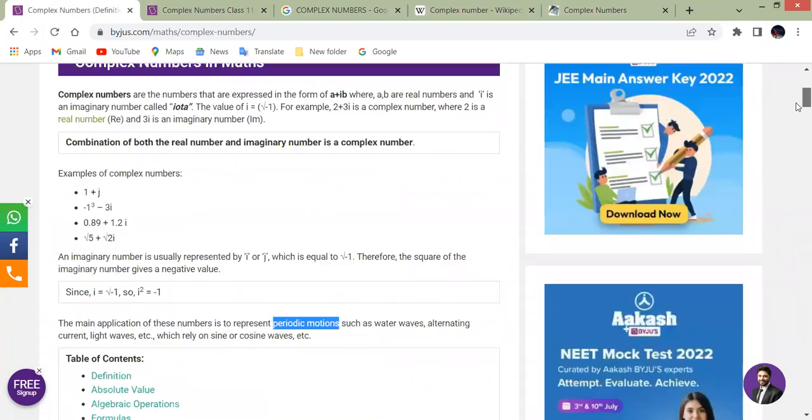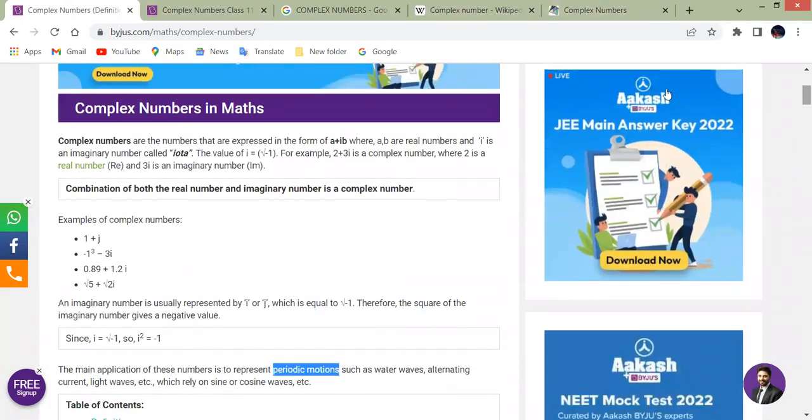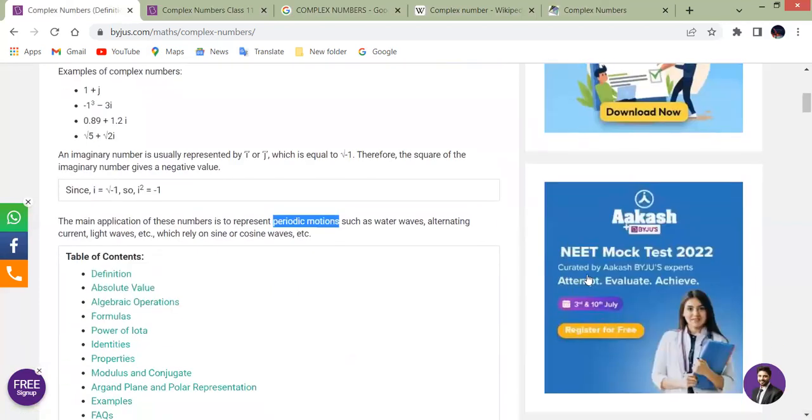Then their examples. Complex numbers are the numbers that are expressed in the form of a plus iota b, where a and b are real numbers and iota is the imaginary number. The value of iota is equal to square root of -1. If we write 2 plus 3 iota, then 2 is a real number and 3 iota is an imaginary number. So you can write 3 as the imaginary part. These are some examples of complex numbers. We show an imaginary number by iota.